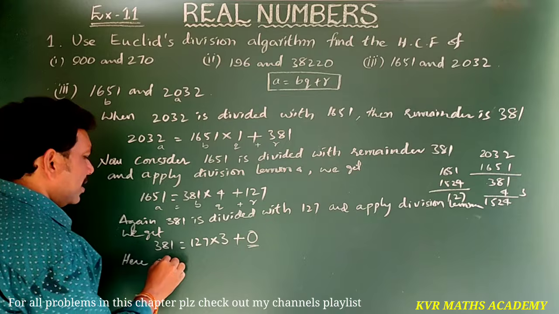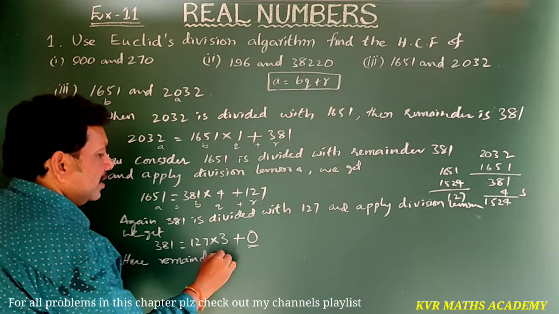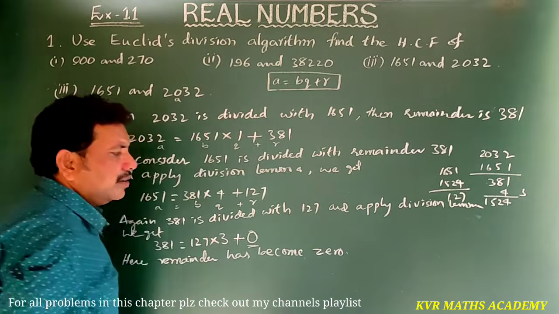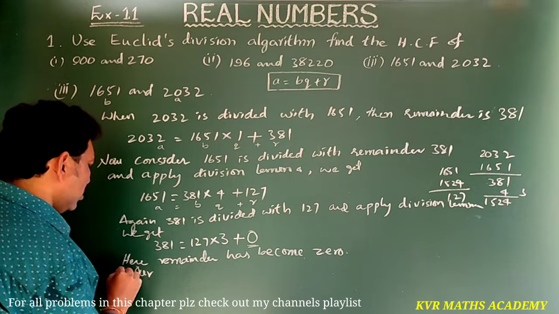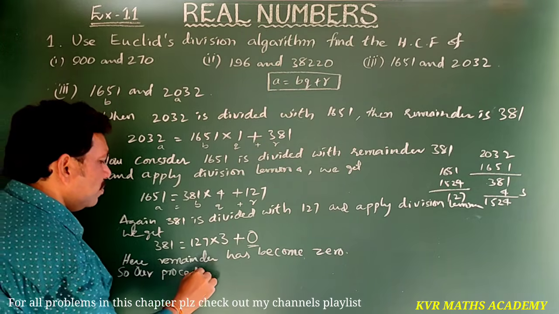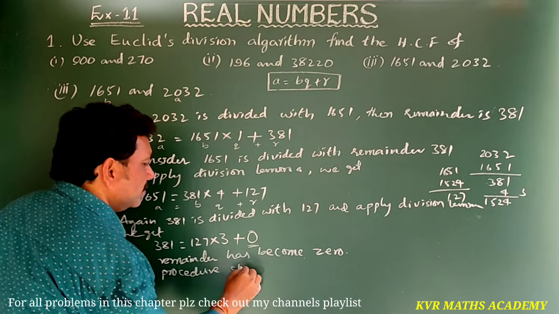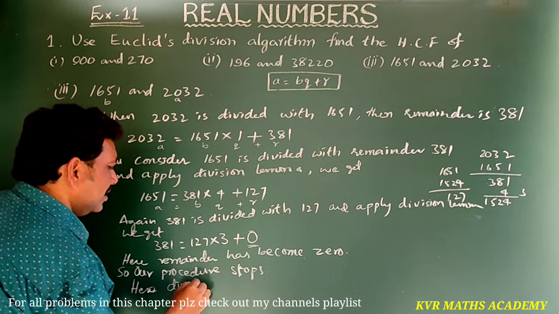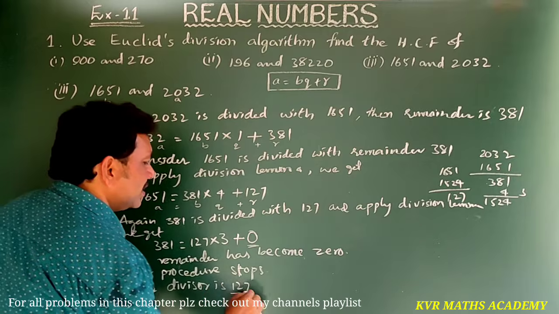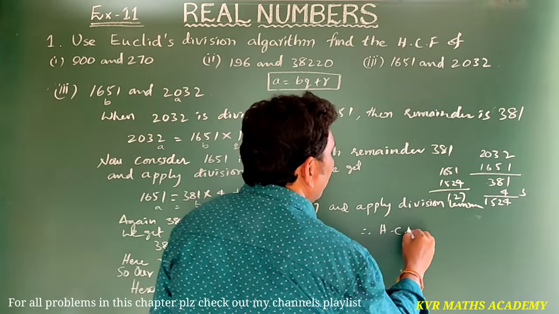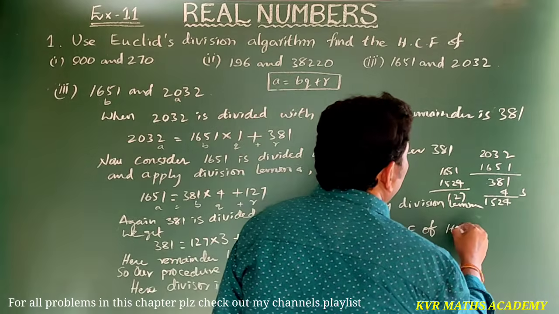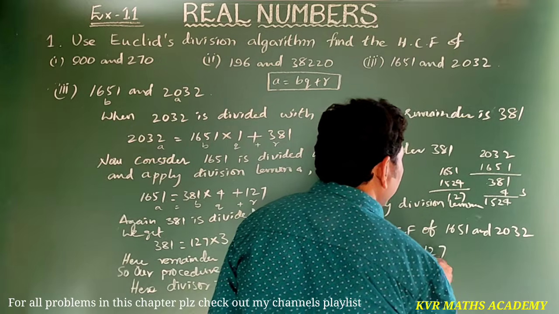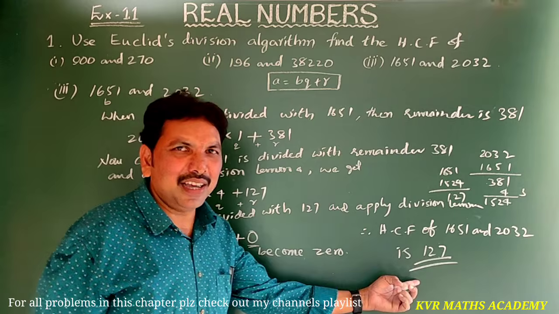Here the remainder has become 0. Our procedure stops. Here the divisor is how much? 127. Therefore HCF of 1651 and 2032 is how much? 127. Have you understood clearly? Yes, note it down.